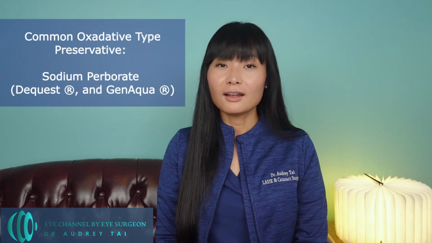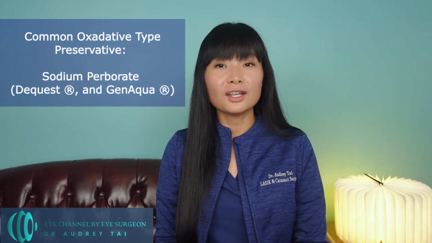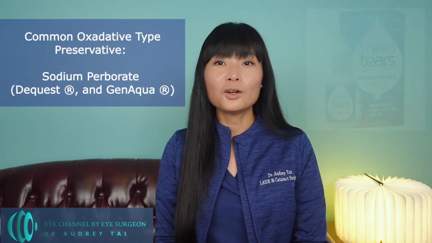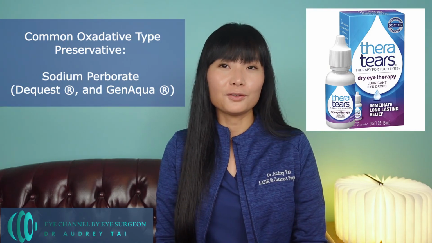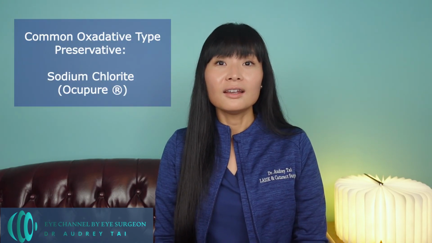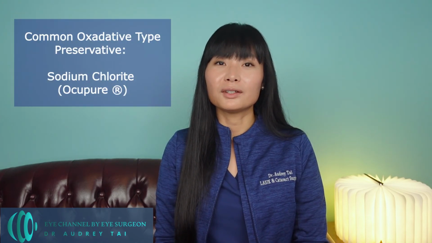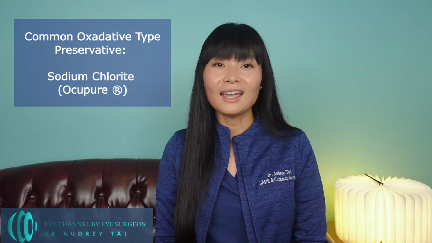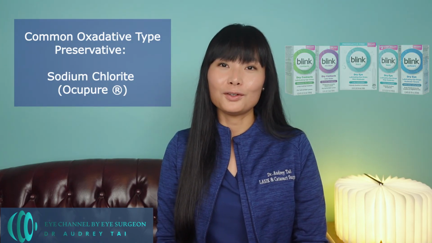There are other types of oxidative preservatives in other brands of artificial tears. For example, sodium perborate, also known as Genaqua, used in Genteal brand artificial tears, and Dequest used in TheraTears brand artificial tears. OcuPure is another type of oxidative preservative that is similar to Purite, and it is used in Blink brand artificial tears. Now you have learned all about artificial tear ingredients.